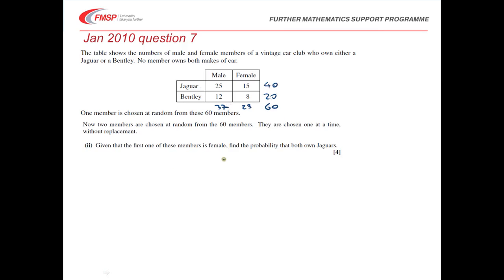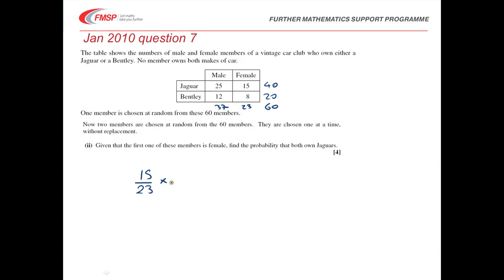So given that the first one was female, find the probability that they both own Jaguars. So we're choosing 2 people here at random, and they're chosen 1 at a time, and you're choosing them without replacement. So we're told that the first person who chooses a Jaguar must be female. So in other words, out of the 23 females, 15 of them have Jaguars. So that's the first person dealt with.